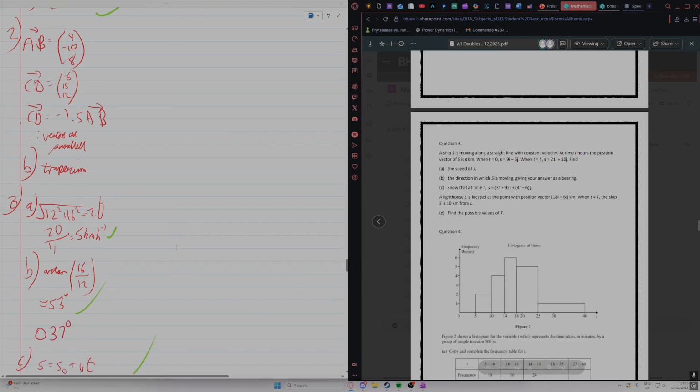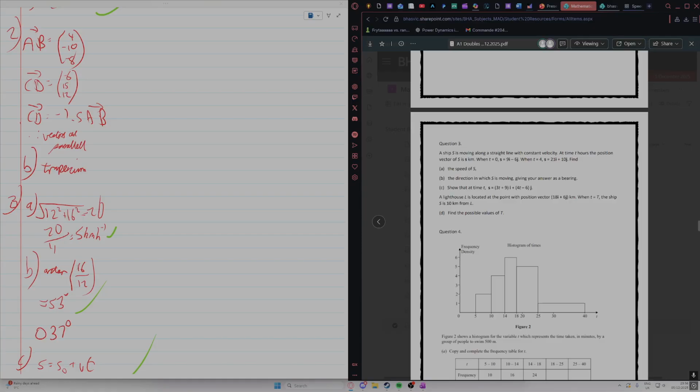Next, we have this ship. So you find the speed, which is, well, firstly you find the distance, which is the scalar of displacement. So you do Pythagoras on this, divide by the time, so distance over time is the speed. Make sure it's in kilometers per hour.